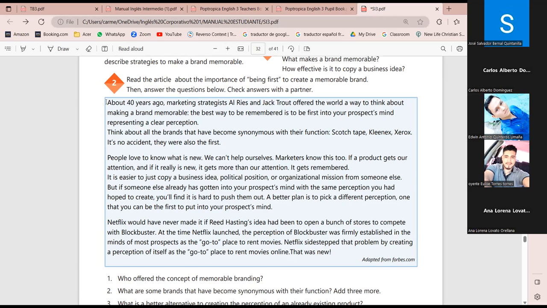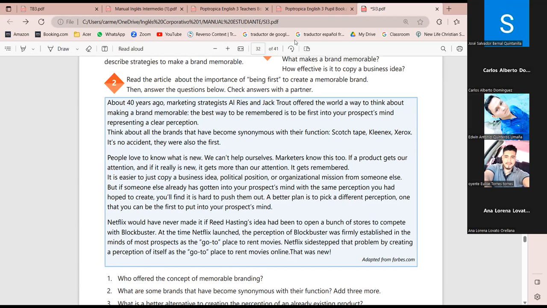About 4 years ago, marketing strategists Al Ries and Jack Trout offered the world a way to think about making a brand memorable. The best way to be remembered is to be first into your prospect's mind, representing a clear perception.